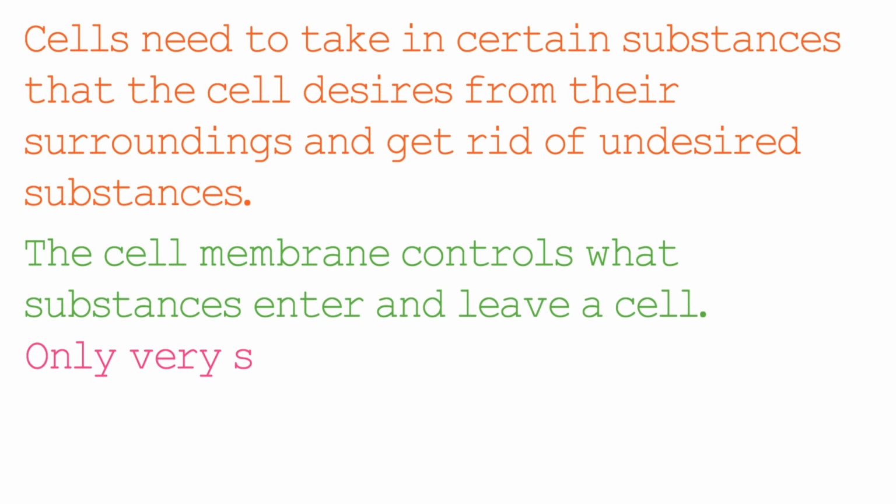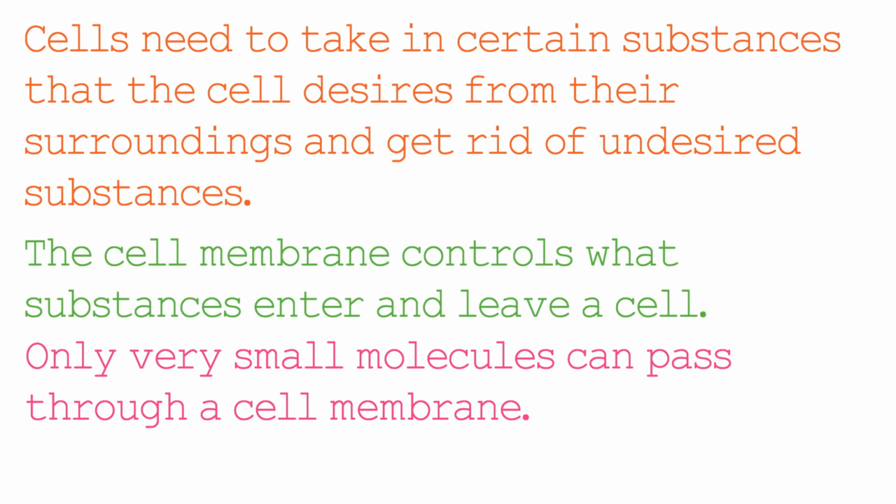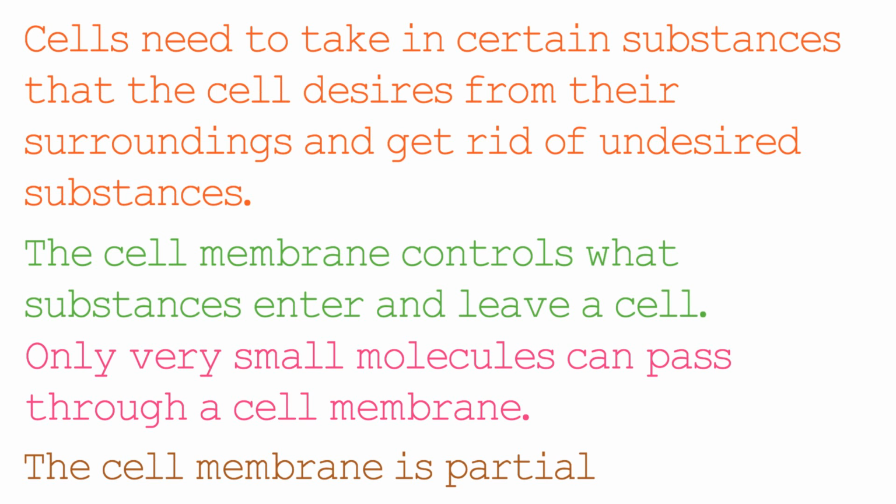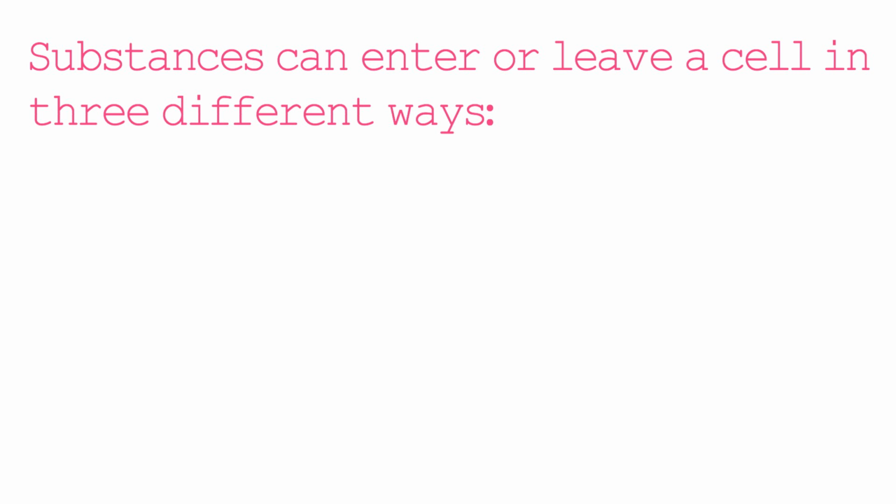Only small molecules can pass through a cell membrane. Oxygen, glucose, amino acids, and water can pass through a cell membrane. However, larger molecules such as starch and proteins are unable to pass through the membrane as they are too large. We say that the cell membrane is partially permeable, and that means that it lets through certain substances, like the small substances like oxygen, glucose, amino acids, and it doesn't let through other substances, which are the larger substances such as starch and proteins.